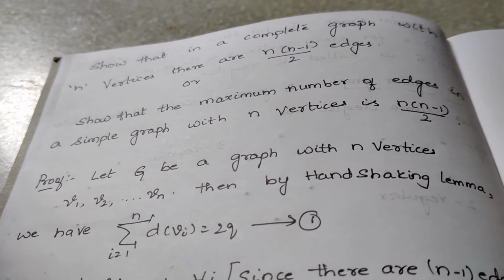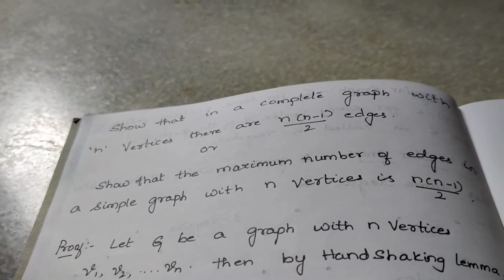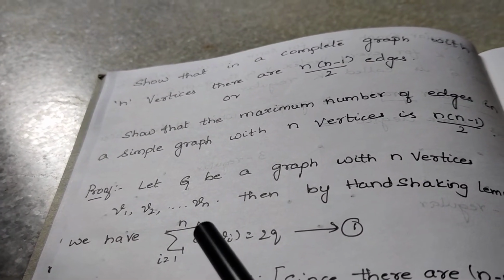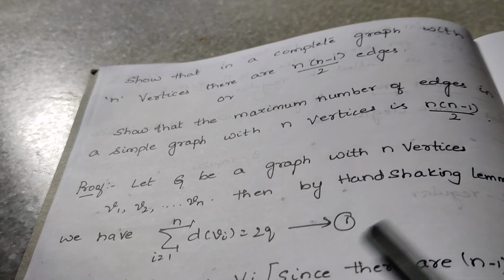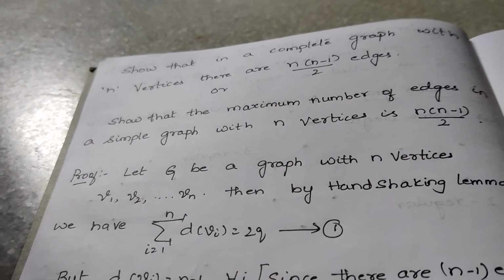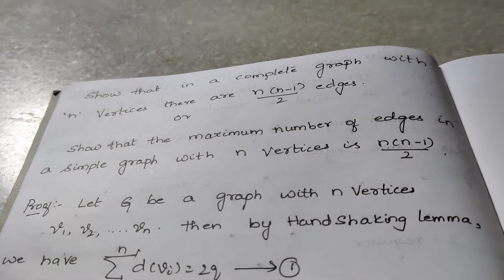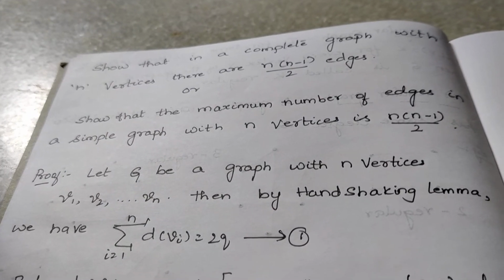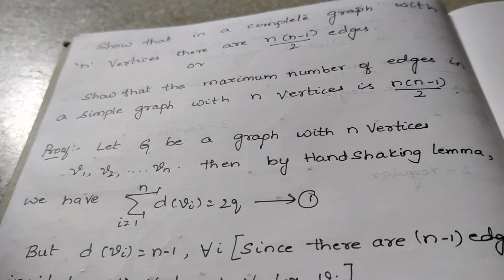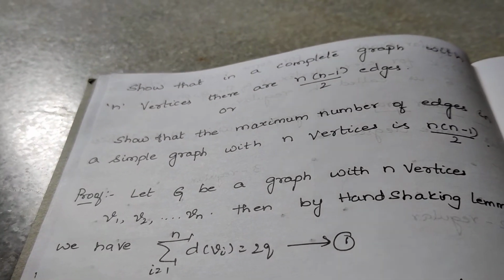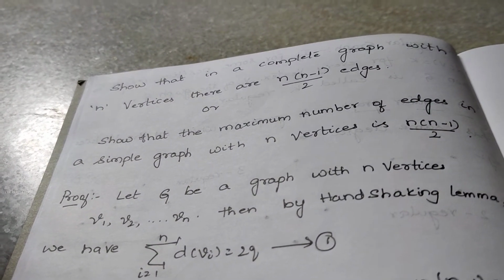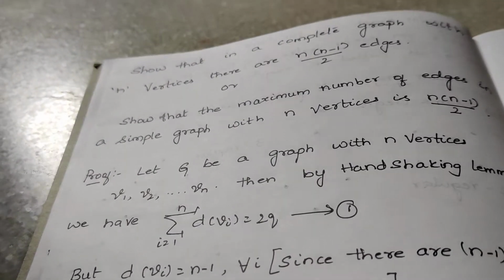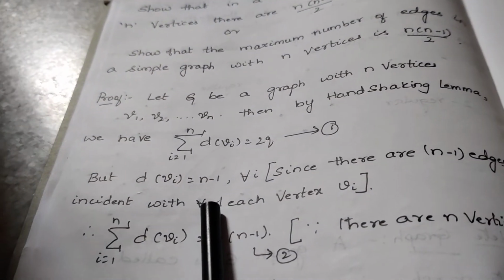Let G be a graph with n vertices v1, v2, v3, ..., vn. Then by the handshaking lemma we have the summation for i equal to 1 to n of degree of vi is equal to 2q. In the last video we proved this part. Now since this is a complete graph, each vertex will be connected with the remaining vertices. Therefore, the degree of each of these vertices must be equal to n-1, because there are n vertices and each vertex is connected with all other vertices.